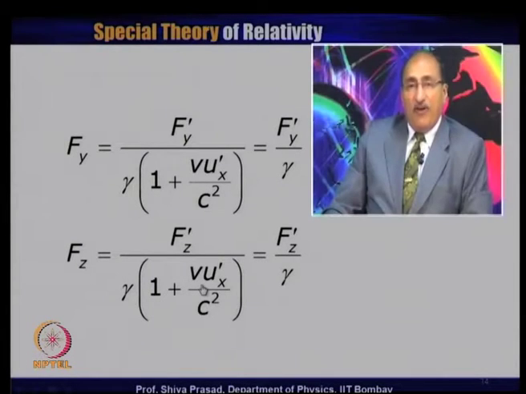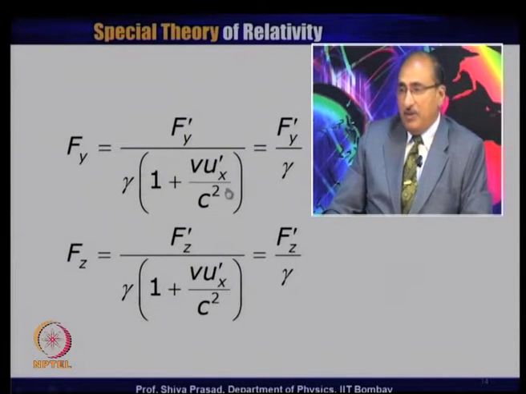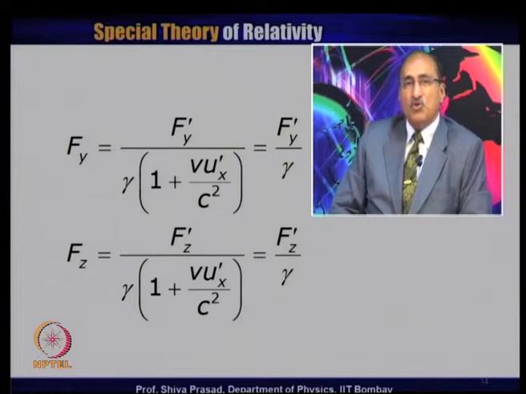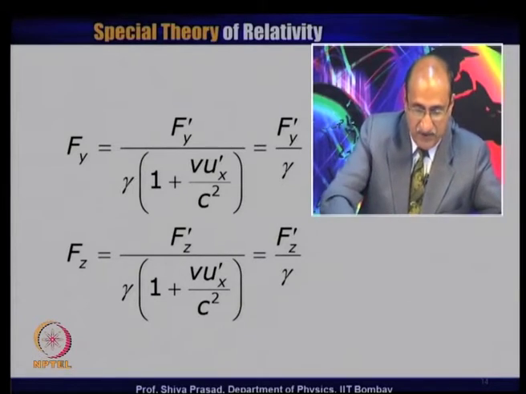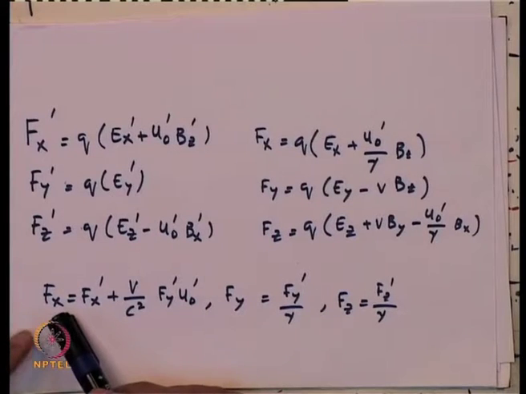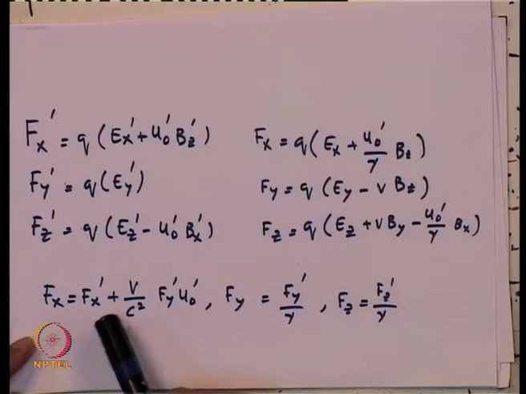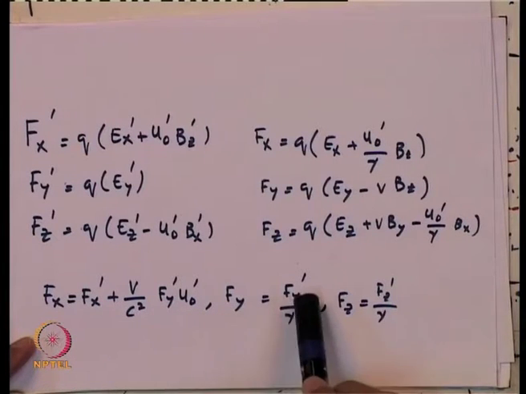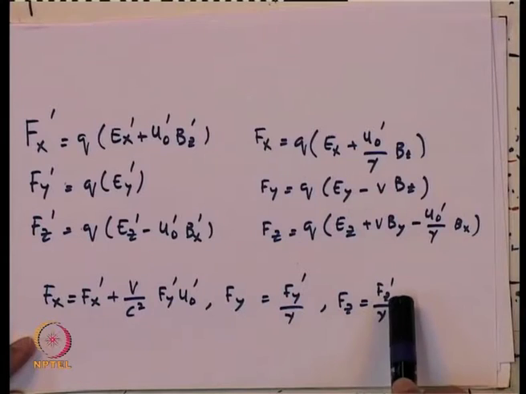So, this is the relationship between Fx and Fx prime. The relationship between Fy and Fy prime can also be found from the general relationship. This term happens to be 1 because Ux prime is 0. So, this gives Fy prime by gamma, and Fz gives Fz prime by gamma, which is similar to what we obtained earlier, because Ux prime happens to be 0. These are the equations which I have written here: Fx is equal to Fx prime plus V by c square Fy prime u naught prime, Fy is equal to Fy prime by gamma, Fz is equal to Fz prime by gamma.